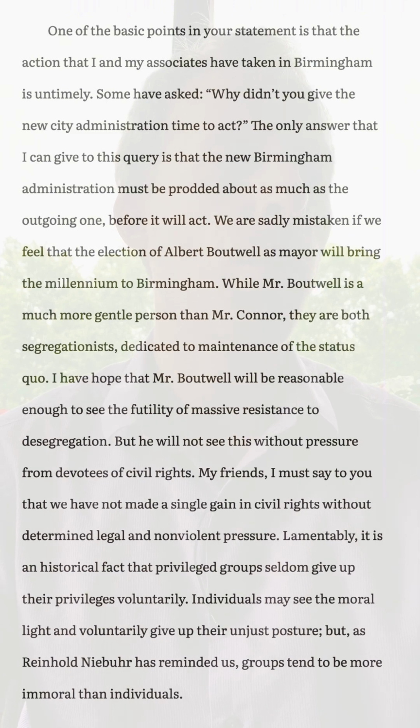I have hope that Mr. Boutwell will be reasonable enough to see the futility of massive resistance to desegregation. But he will not see this without pressure from devotees of civil rights. My friends, I must say to you that we have not made a single gain in the civil rights movement without determined legal and nonviolent pressure. Lamentably, it is a historical fact that privileged groups seldom give up their privileges voluntarily. Individuals may see the moral light and voluntarily give up their unjust posture, but as Reinhold Niebuhr has reminded us, groups tend to be more immoral than individuals.